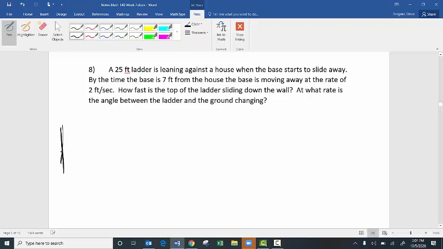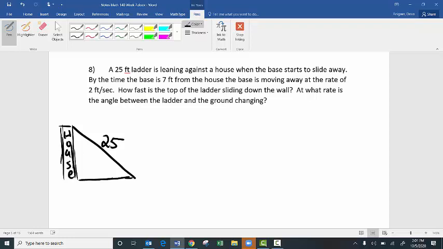So here you have your house, and here's the ladder leaning up against the house. The ladder is always 25 feet. The ladder never ever changes. You can see the ladder makes a right angle with the building, with the house. So you can put house here.